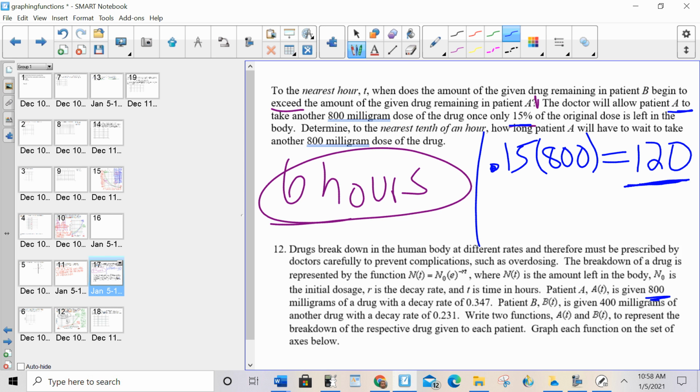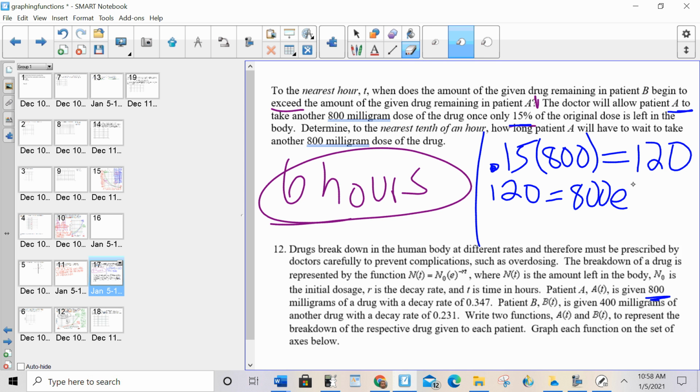So this is the amount remaining in his body. So we're going to replace 120 with A of t, 800 e to the negative 0.347t, and it's asking for the nearest tenth.